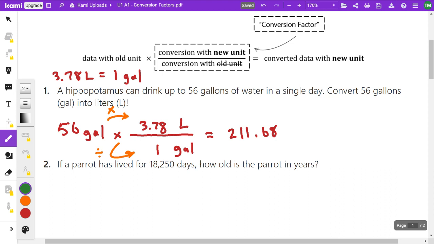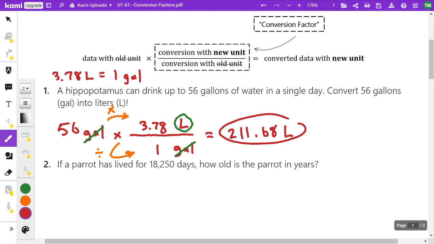Since I took a number of gallons divided by gallons, my gallons units are going to cancel out. My liters units get to hang out. So now my answer is in liters. So 56 gallons is the same as 211.68 liters. Two different numbers because the units describe a different amount of volume.